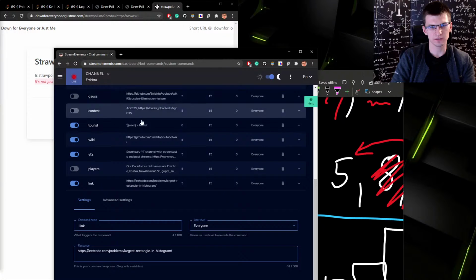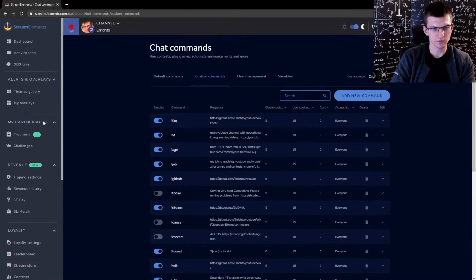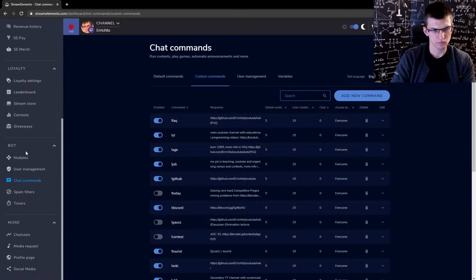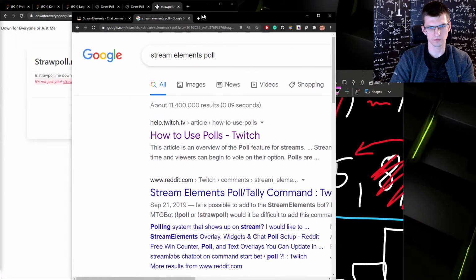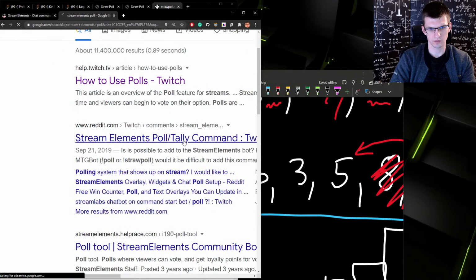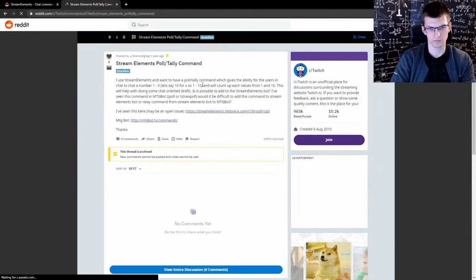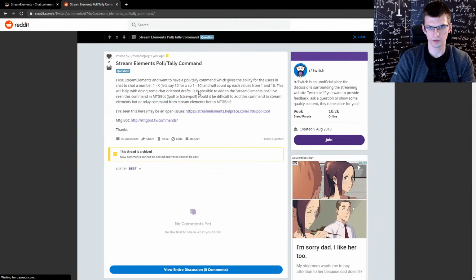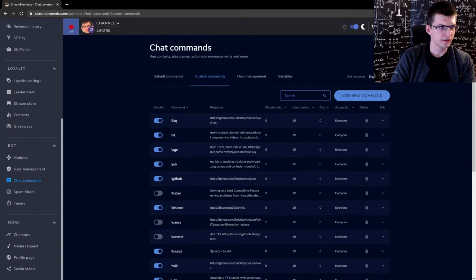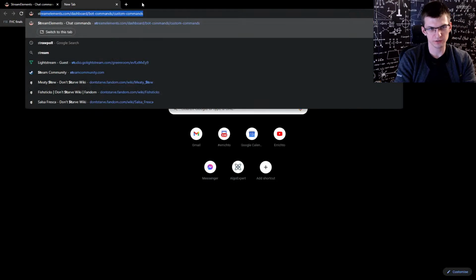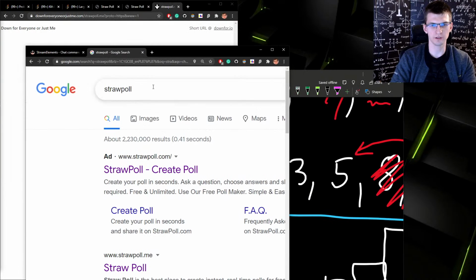Maybe StreamElements can do that. This is the bot I'm using. There is something like that. Or not? No. Okay, there isn't. The other website is also good. Okay, strap the other straw poll then.